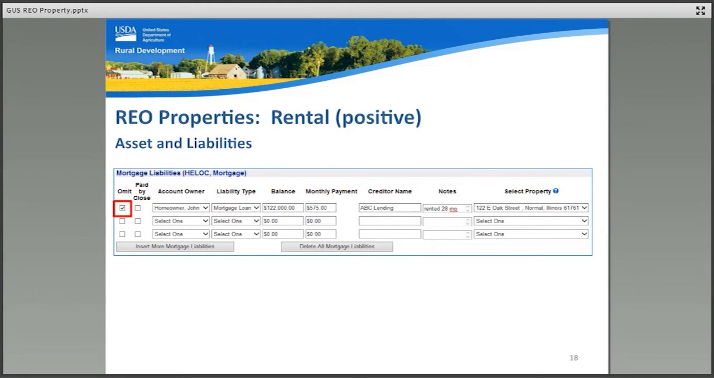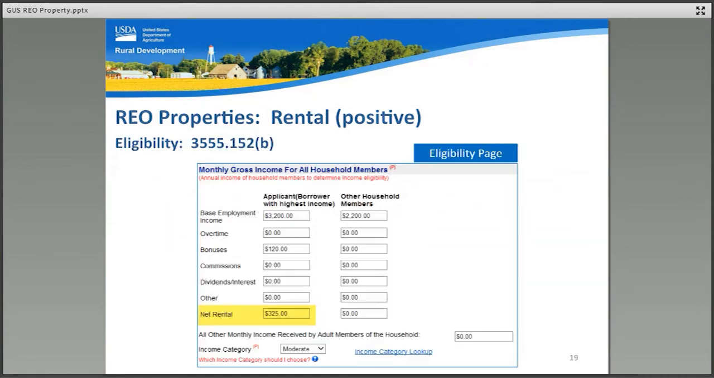Notice on this screen that the user entered under Notes that the property had been rented for 28 months. Nice touch! Now the underwriter and USDA are aware that the user knows that only rental properties with a minimum of 24-month rental history are eligible to include rents received for repayment as well as omission of corresponding mortgage debts. The property address will also be available under the Select Property drop-down box.